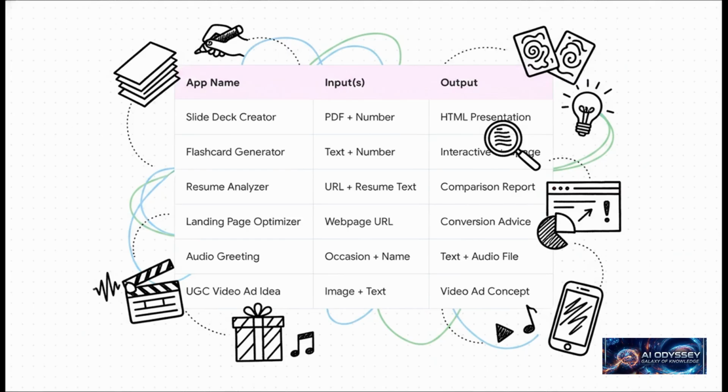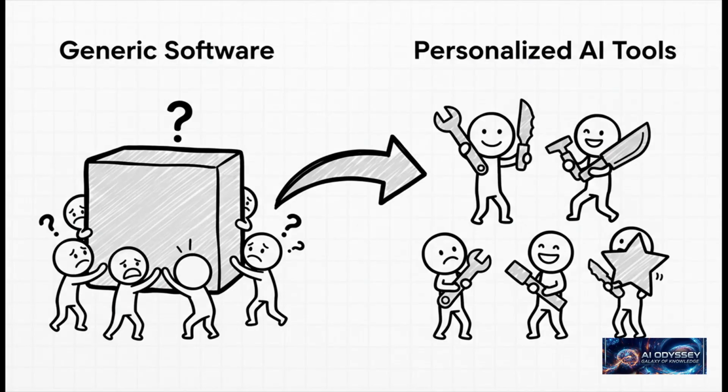The sheer range and speed here are absolutely incredible. This all points to a massive shift. I think we're moving away from generic, one-size-fits-all software, and we're moving toward a future where we can all build our own personalized AI tools. Tools that do exactly what we need them to do, no more, no less.